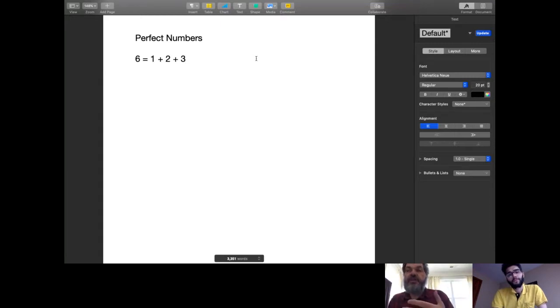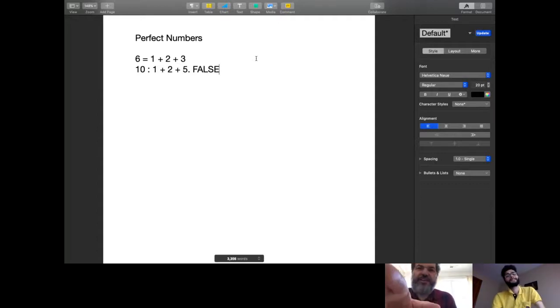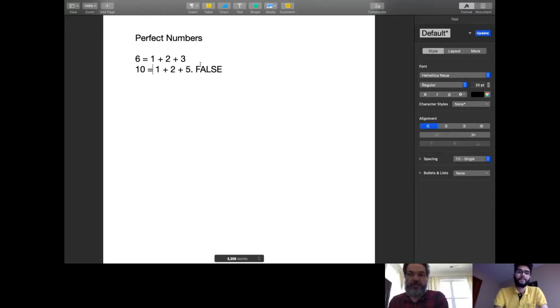Let's check, is 10 a perfect number? For 10 to be a perfect number, 10 would have to be equal to the following sum: 1 plus 2, let's see what the divisors of 10 are, and 5. And then 10 has one more divisor, that's 10 itself. We don't add the number itself, just divisors that are less. So 1 plus 2 plus 5 is equal to 7. So 10 equals 1 plus 2 plus 5 is false. So 10 is not a perfect number.